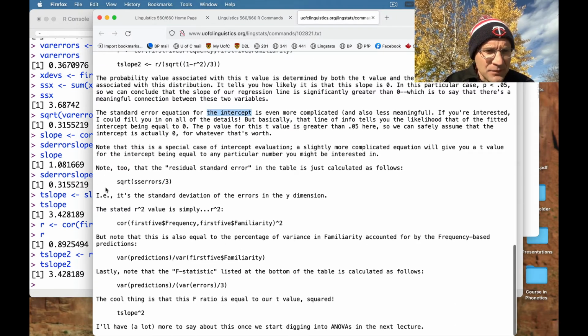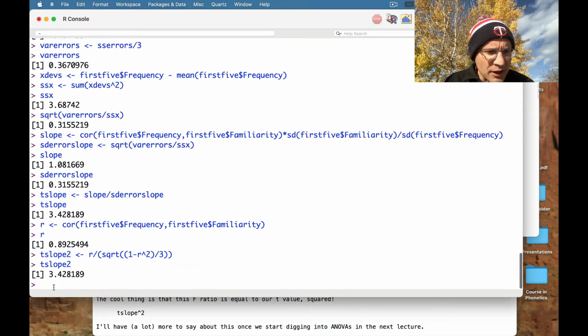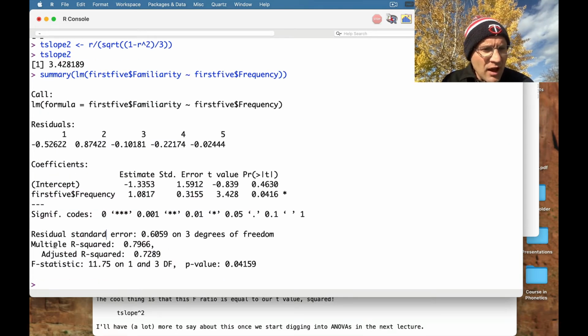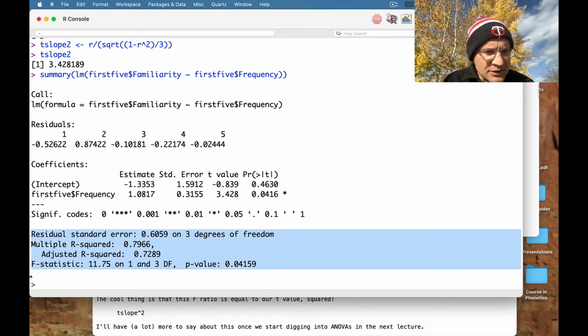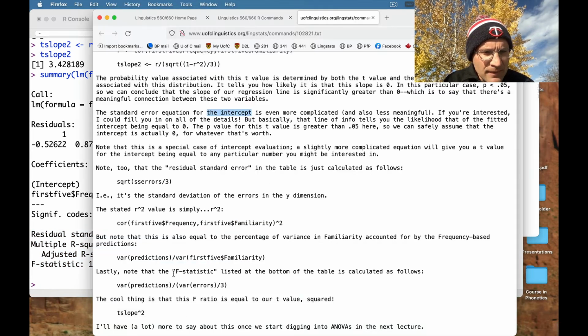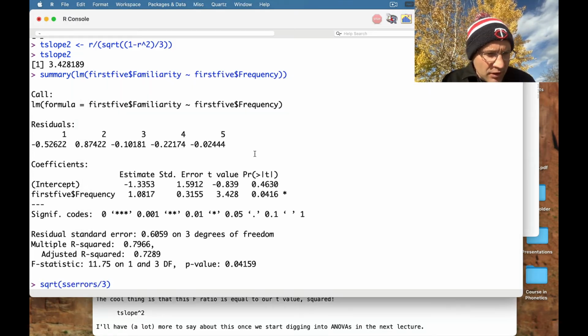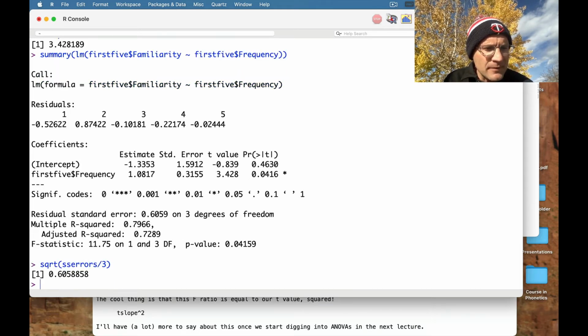Let's see. On the bottom of this table, we have some other numbers. So these residual standard errors, R squared and F statistic, so on and so forth. Where do we get that from? If we look at the square root of the sum of squares of our errors divided by the degrees of freedom, we get 0.6058 blah blah blah, which turns out to be this residual standard error. That's just where it's coming from.